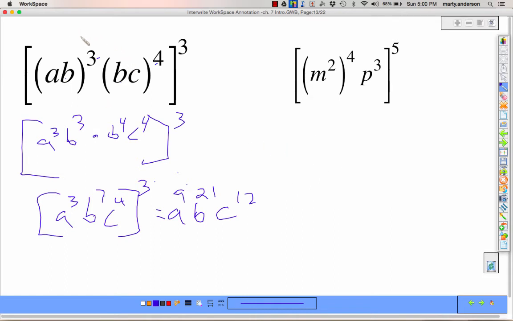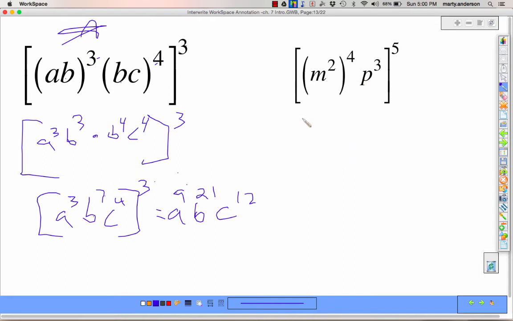That's not the only way to get to that correct answer. You could have made this into a 9th and this into a 12th and then applied them in there, and you're going to get the same answer no matter what.